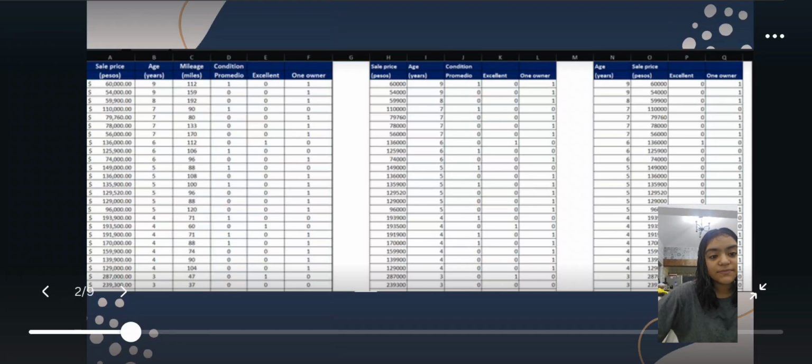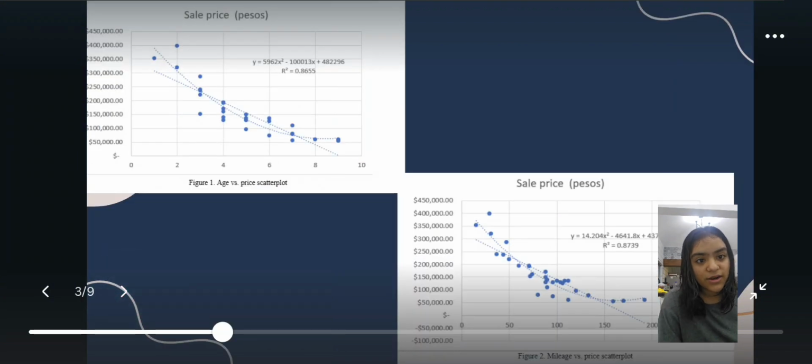In order to estimate what the price would be, first we made two graphs, one with age versus price, and the other one with mileage versus price. And in here, we observe which type of model best represented this data. So we conclude that the multivariable one was the one that best fitted.